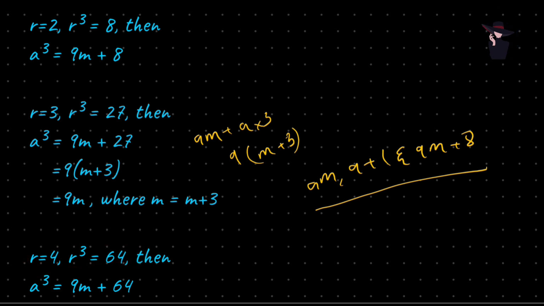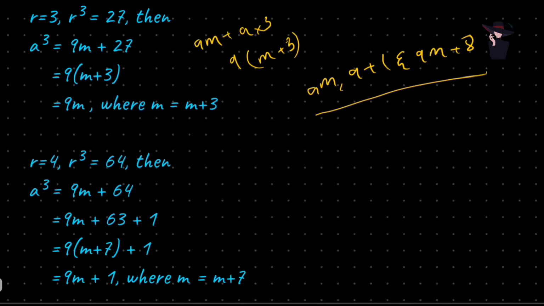Next, if the value of r equals 4, then 4 cube, 4 into 4 into 4, equals 64. Then a cube is equal to 9m plus 64, which is 9m plus 63 plus 1. Why are we taking 63 here? Because everything should come in the table of 9. 64 doesn't come in the 9 table, and we need to take 9 common. So what comes in the 9 table? 63. 7 9 is 63, 9 7 is 63. I'll show you how we're doing it.